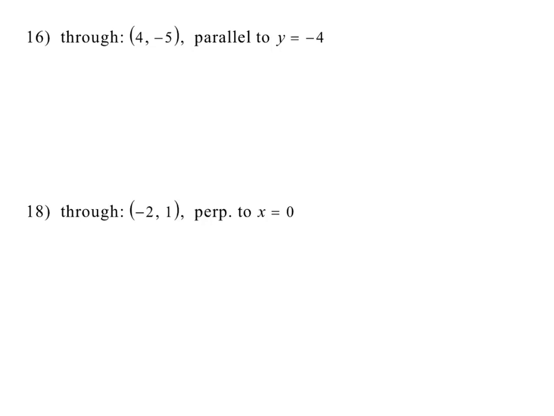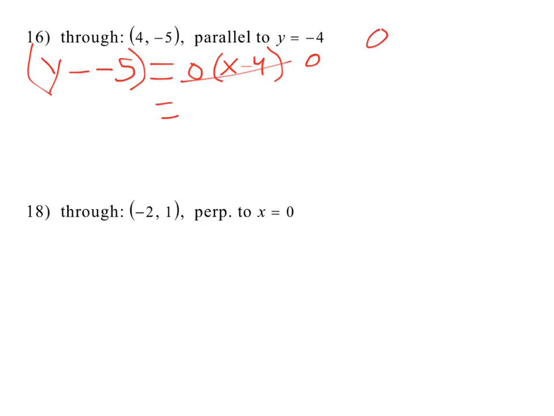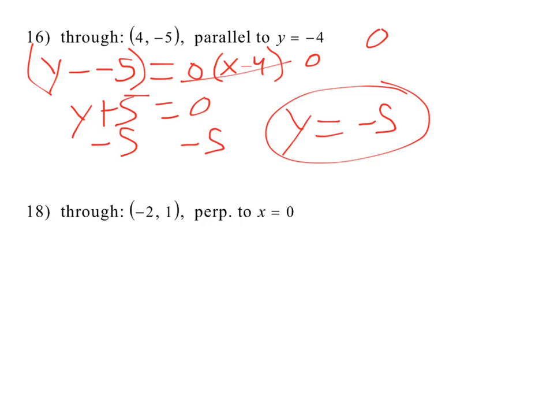On 16, we need to get parallel still. 18, get perpendicular. If you have a line like y equals a number, that original slope is 0. And if I'm going to use my formula here, I'll even use it for you. So y minus the y value, negative 5. And I'm going to have a slope of 0 times x minus 4. Well, that's just 0. And so the right side 0, left side I got y plus 5 equals 0. I need to subtract the 5, and you got y equals negative 5. Ta-da! Line that's parallel.